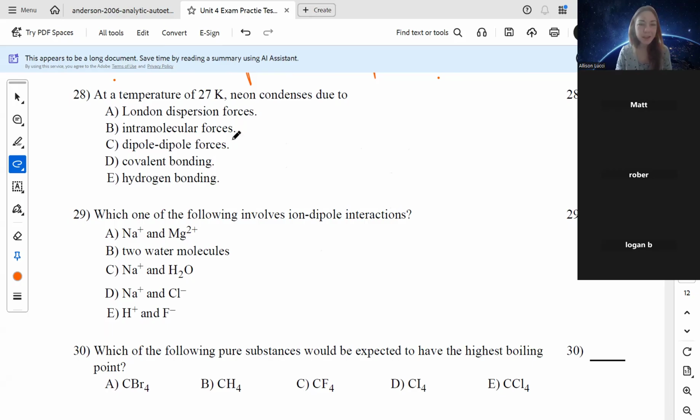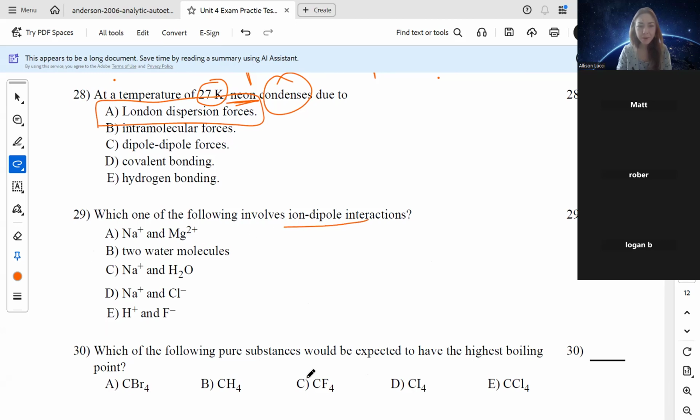So let's look at 28 here. We have now some information about temperature, but we really don't need that for calculation or anything. We're just told that once we get to 27 Kelvin, neon would start to go from a gas to a liquid. It will condense. And we know neon's a noble gas. It's not polar. So this is another way of saying London dispersion forces must be what's causing this to condense.